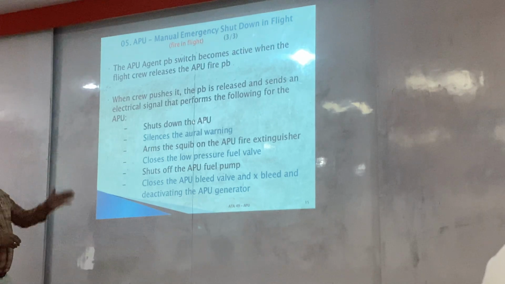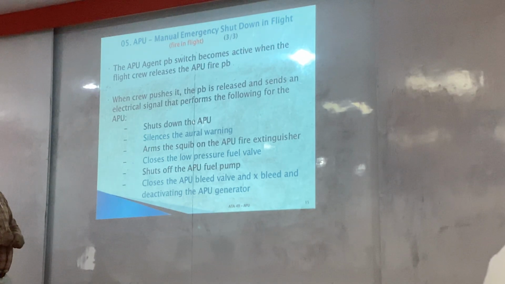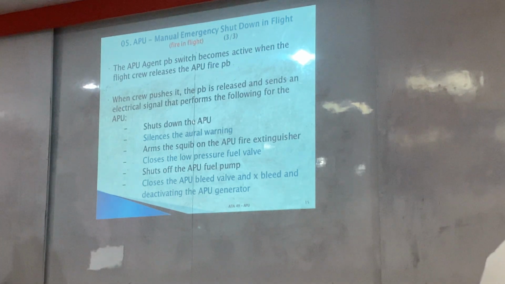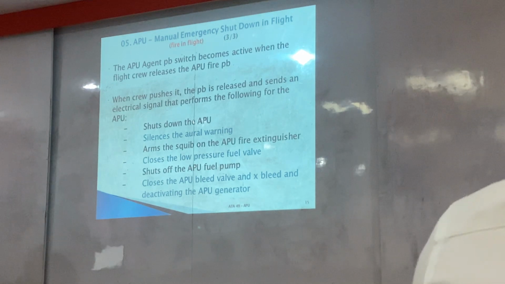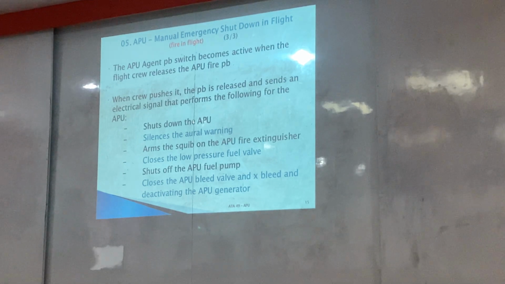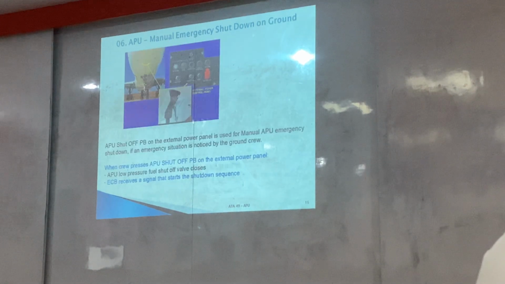So these are all the manual emergency shutdown actions in flight. The following for the APU can be done when the crew pushes it. The push button is released and sends an electrical signal that performs the following functions. This is the 5th condition. Then the 6th one is manual emergency shutdown on ground.